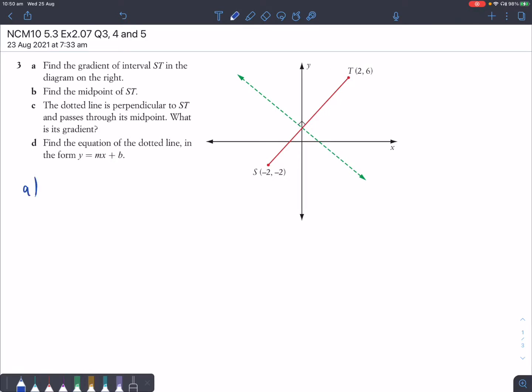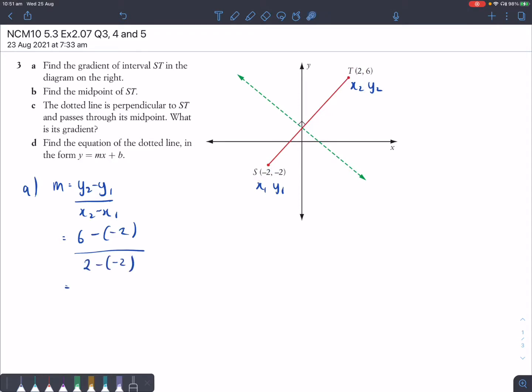So the gradient formula is given by m equals y2 minus y1 over x2 minus x1. So we're now going to use these two coordinates right here. I'll call this x2, y2 and x1, y1. So if we substitute these into the formula, y2 is simply 6, y1 is simply -2. So now we'll get 6 subtracted by -2 over x2, which is 2, subtracted by -2.